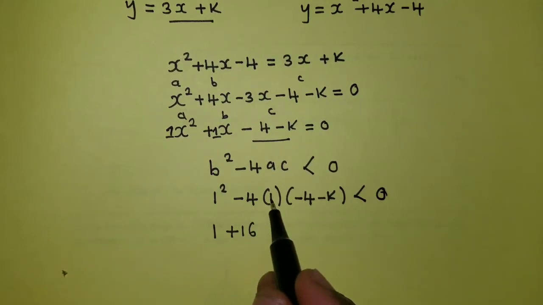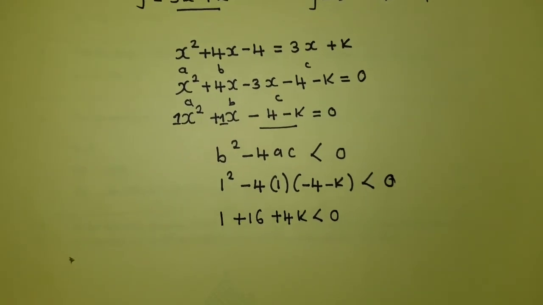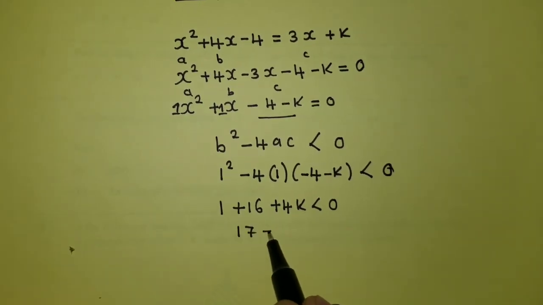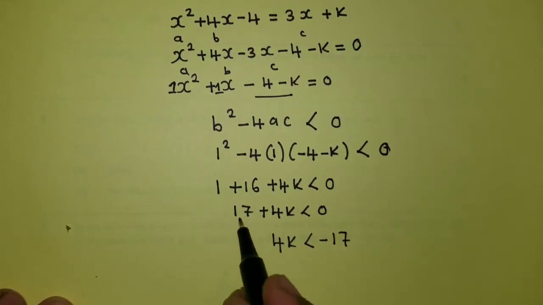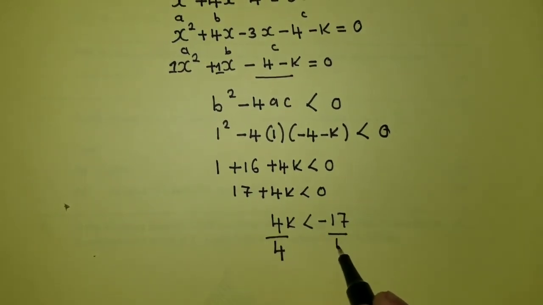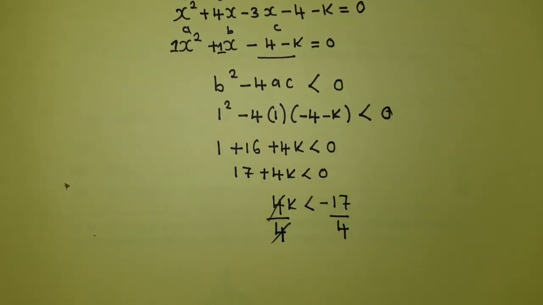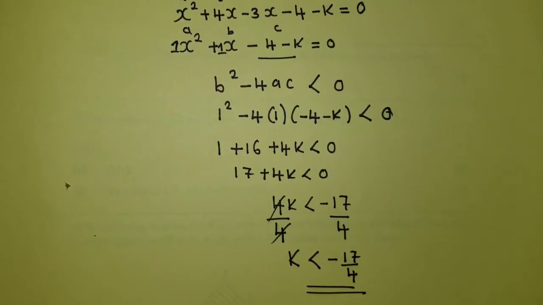Negative 4 times 1, it's negative 4, times negative k, it's positive 4k, less than 0. Okay, so here we shall have 17 plus 4k less than 0. We group the like terms. So this is what we're getting. This 17, we cross the inequality. We divide by 4. So the range of values of k will be k is less than negative 17 over 4. So this is our solution.